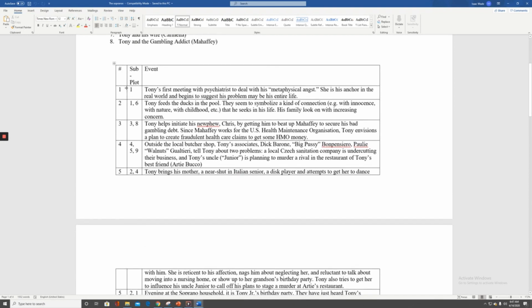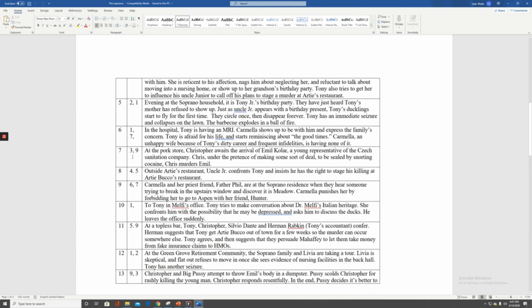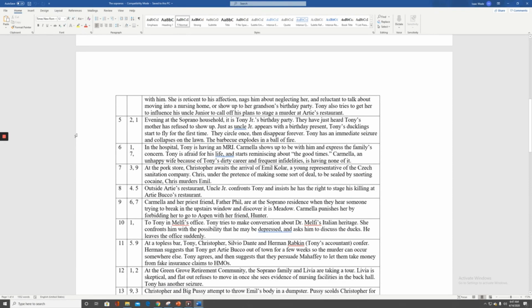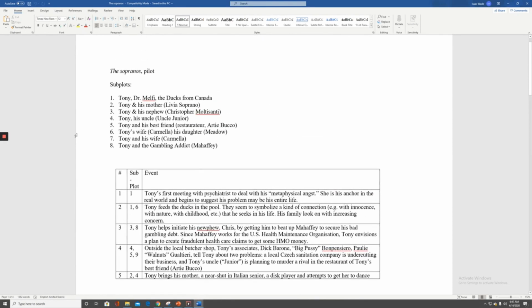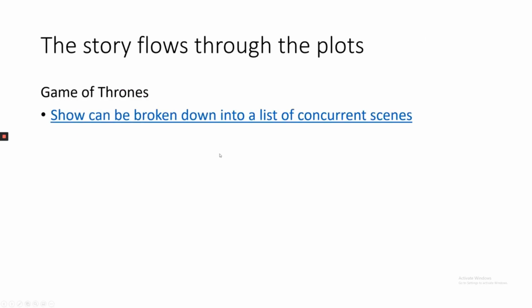And we don't just have the first plot dealt with. It jumps from plot 1 to plot 6 to plot 3 and 8 to plot 4, 5, and 9 to plot 4 and 2, 2 and 1, 1 and 7, 3 and 9. It's not that it deals with each of these plots consecutively. Rather, it deals with them concurrently. So how do we weave them together?